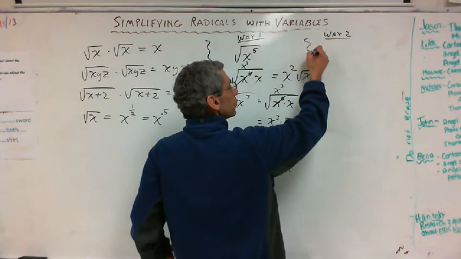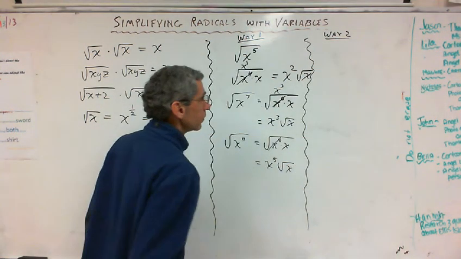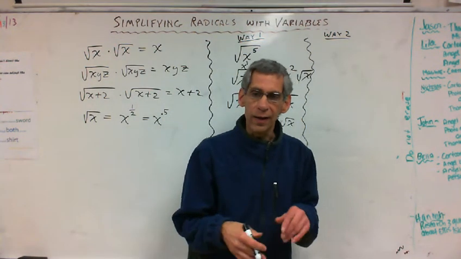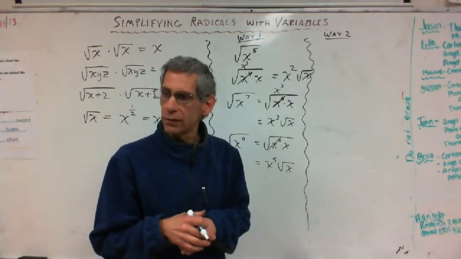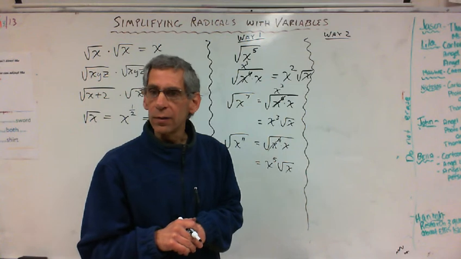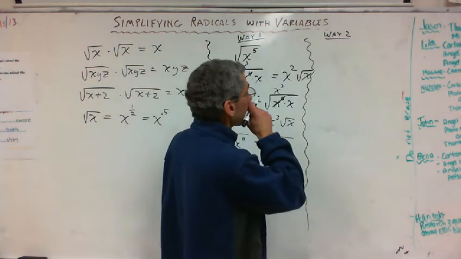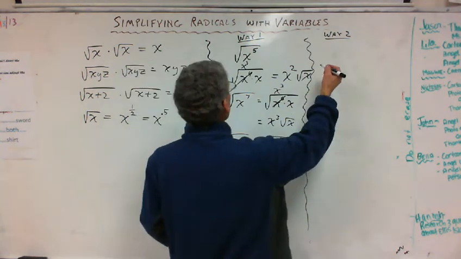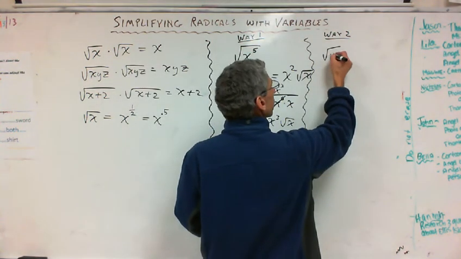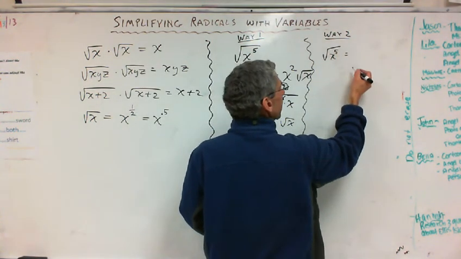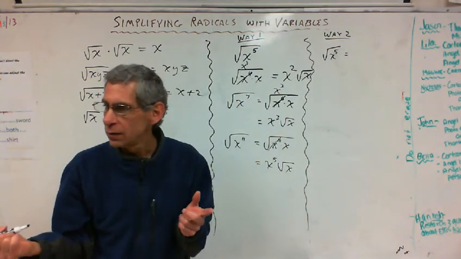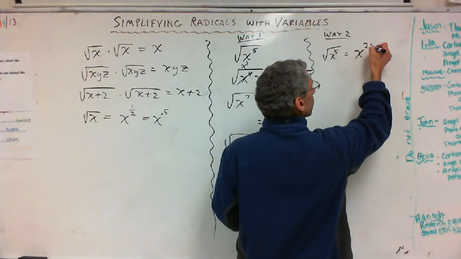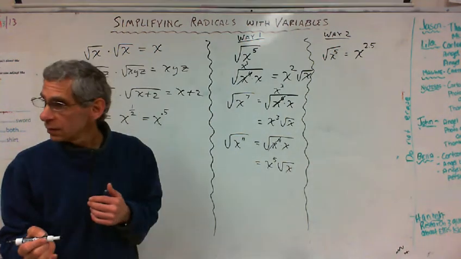Now we're going to do way number 2, which is Wes's way. Actually Ben and Wes sort of coded it. I think it was more Wes's, but Ben was part of it too. Camille's brother. They both fine-tuned this method. They said, look, the square root of x to the 5th is the same as, what's half of 5? 2.5. It's the same as saying x to the 2.5, right?